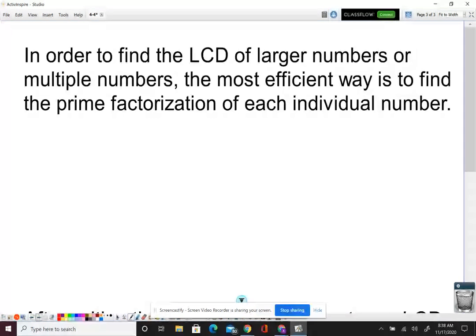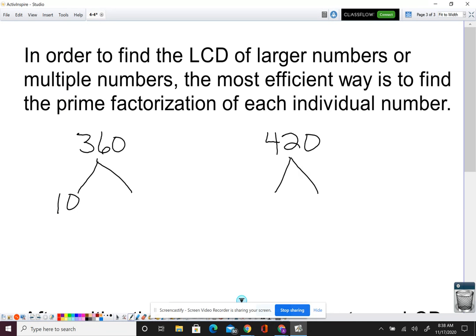All right. So in order to find the LCD of larger numbers, remember the factor trees that we used to talk about in elementary school? Yeah, okay, so I remember those. So let's look at how that looks with our lesson. I'm going to use the numbers 360 and 420. We see that both of them end in 0, so we can pull a 10 out of each of them. So 10 times 36, 10 times 42.